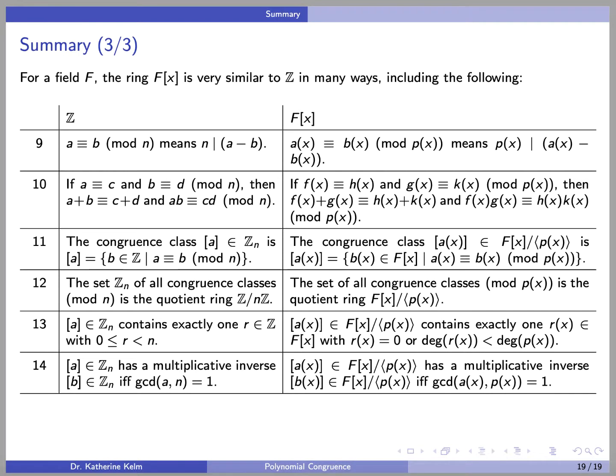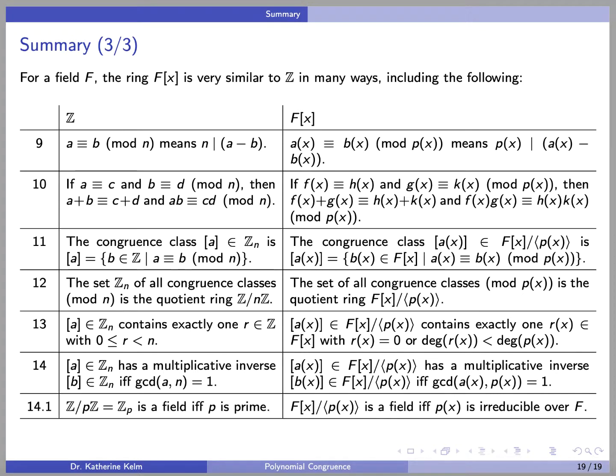The class of A of x has a multiplicative inverse, class of B of x, if and only if the GCD of A of x and the modulus polynomial is equal to 1. And our corollary, that the quotient ring of polynomials with coefficients in F modulo the ideal generated by p of x is a field if and only if p of x is irreducible over F.